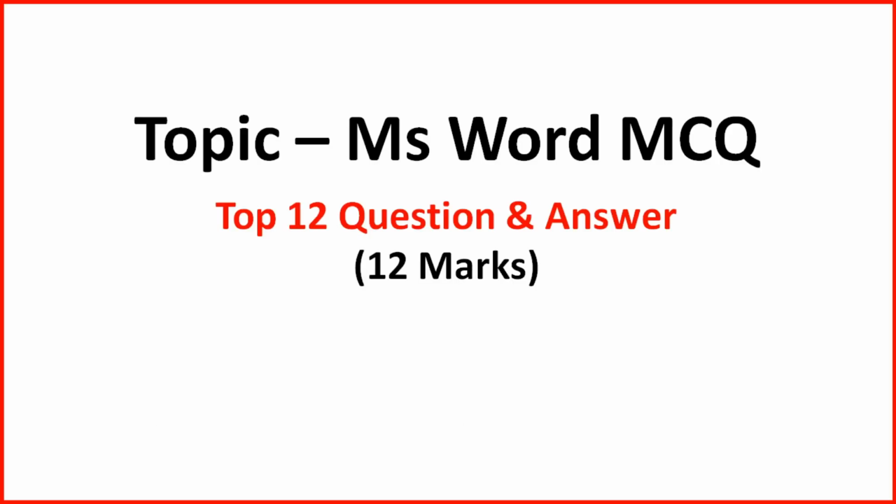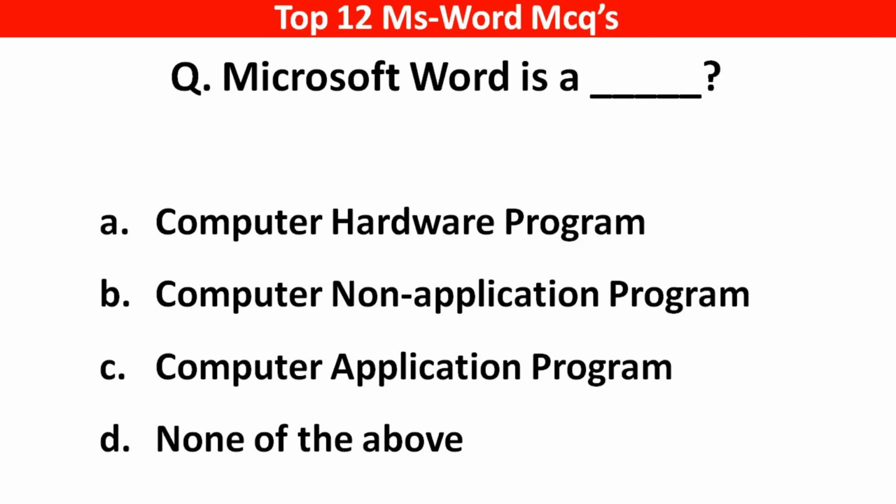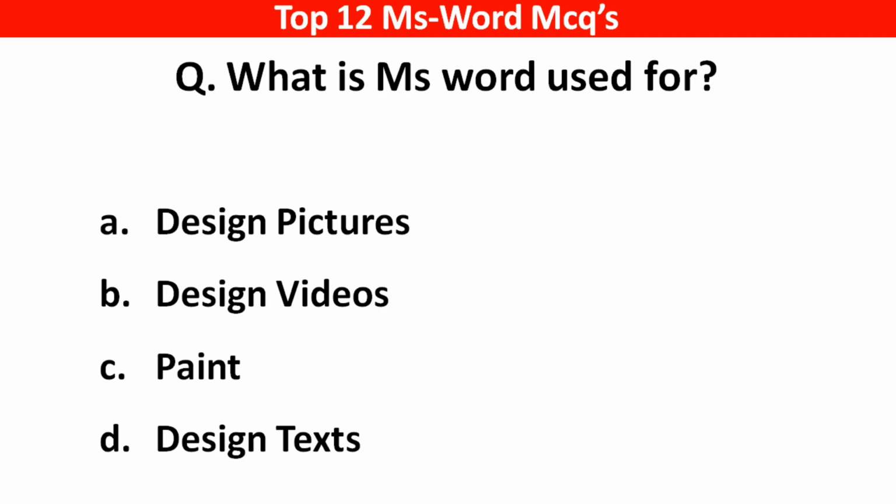Next topic, MS Word MCQs. Question number 1, Microsoft Word is a dash. Right answer is option C, computer application program. Next question, what is MS Word used for? Right answer is option D, designs text.